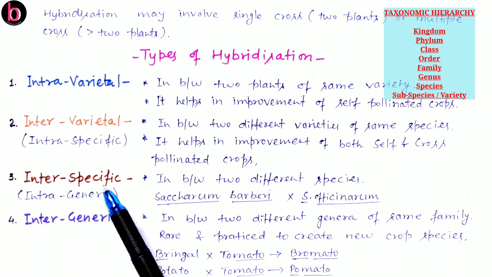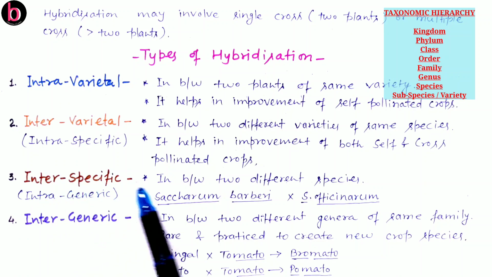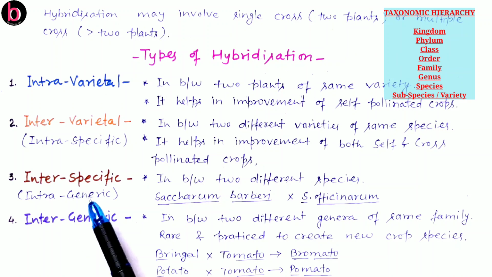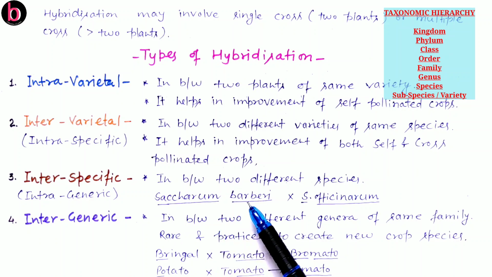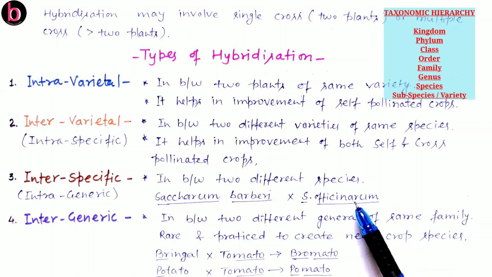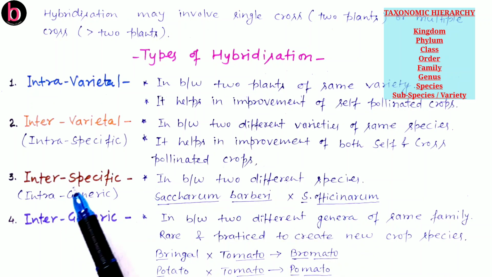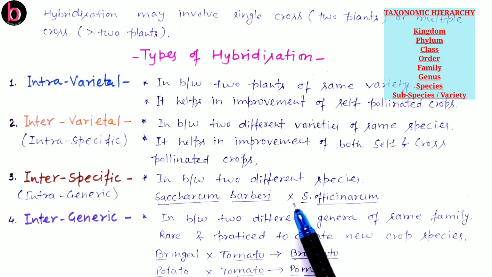The third is interspecific. This is between two different species from the same genus, that's why it is intrageneric in nature. For example, Saccharum barberi and Saccharum officinarum. Saccharum is the genus, so between the same genus, that's why intrageneric, and barberi as well as officinarum are two different species, that's why this is interspecific. This example is given in NCERT, so that's why it is very important.